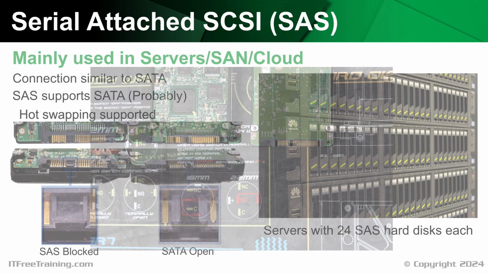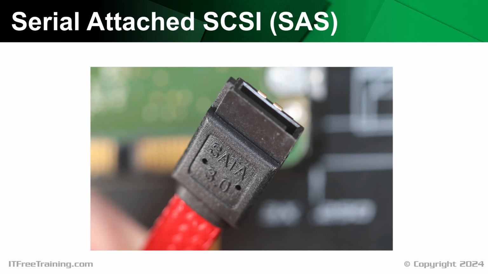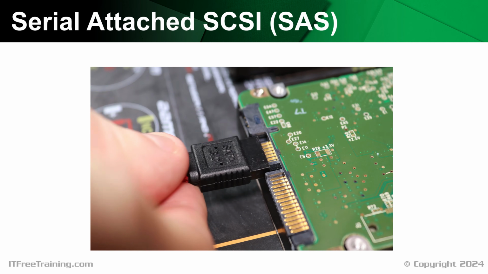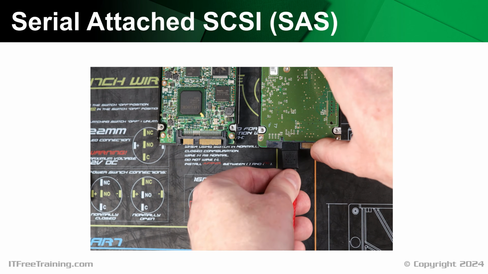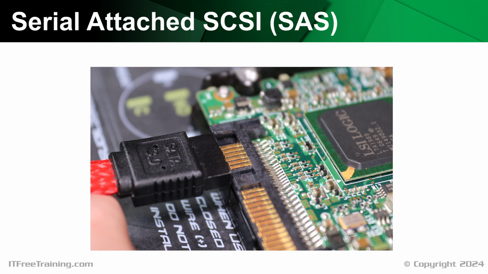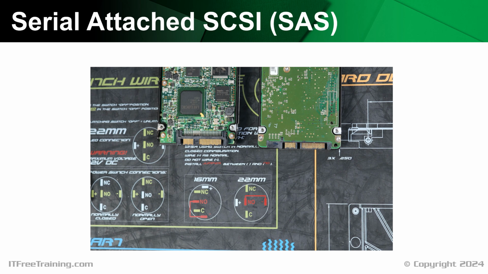To get a better understanding of how the SAS connection is different from the SATA connection, I will have a closer look at the connectors. To understand the difference, I have a SAS hard disk and a SATA hard disk. To start with, I have a SATA data cable. As you would expect, the SATA data cable is able to be plugged into the SATA hard disk. If I now attempt to plug the SATA cable into the SAS hard disk, notice that it will not plug in due to the block in the middle of the connector.